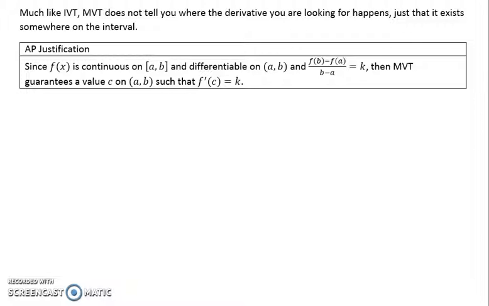Now, our AP justification is similar to IVT, except we need to cover our bases a little bit more. So we need to say, since f of x is continuous on the closed interval a to b and differentiable on the open interval a to b, and then we're going to show the average rate of change between a and b equals some value k, then the mean value theorem guarantees, and this is where we're just going to copy the rest of the question, a value c on the interval a to b such that f prime of c equals k. So we have to show them, just like with IVT where we stated what the endpoints are, in this case, what the average rate of change between the endpoints is.